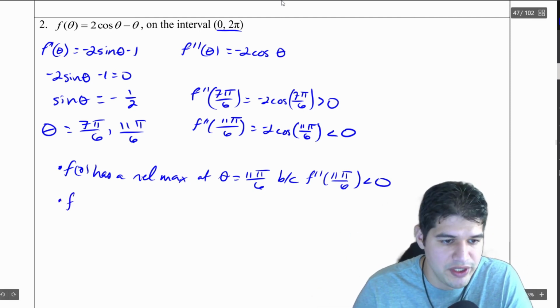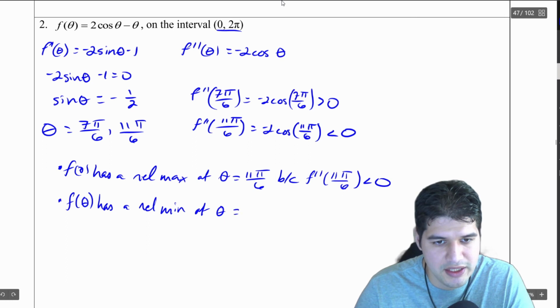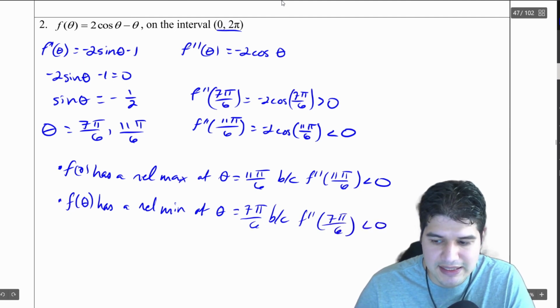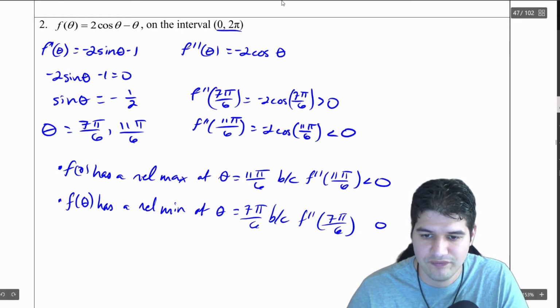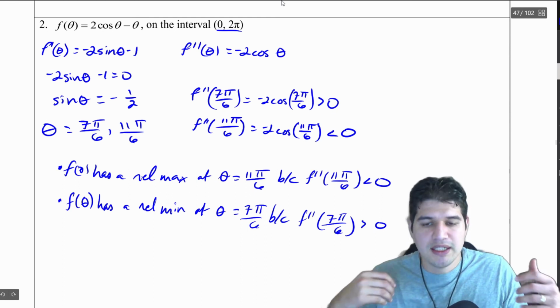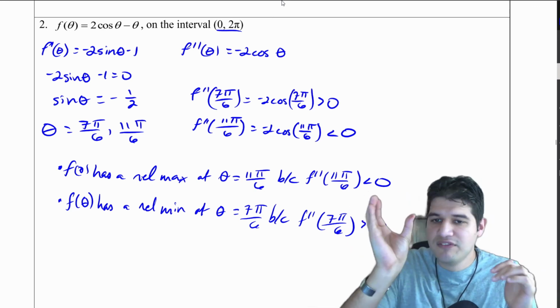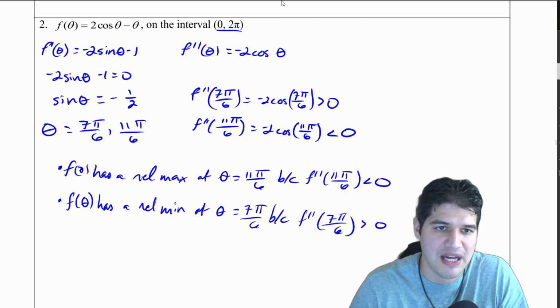And then along with this, we know that f of theta has a relative minimum at theta equals 7 pi over 6. We know this because that second derivative at 7 pi over 6 is less than 0. Again, sorry, not less than 0, greater than 0. There we go. And again, we know this because if it's concave up, then we have a minimum. It's at the bottom of a point there. It's at the bottom of the valley.